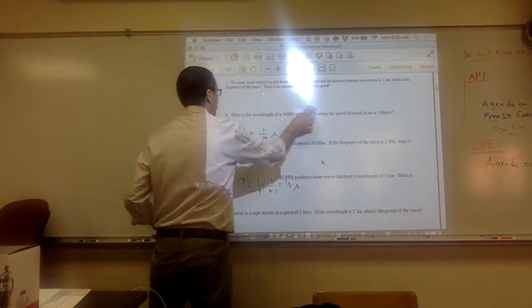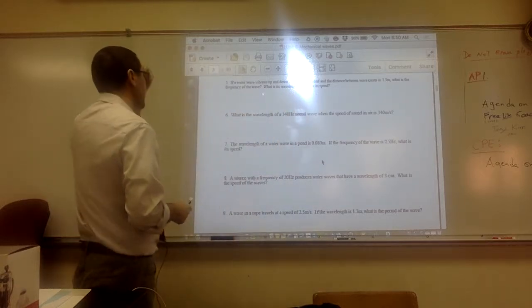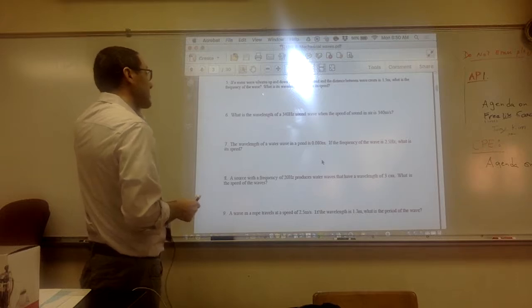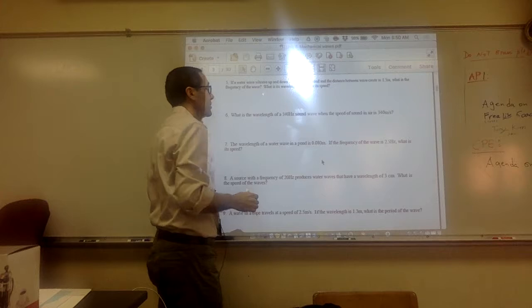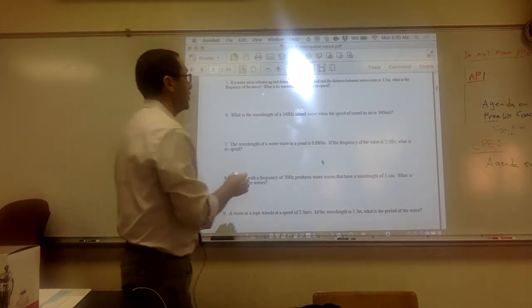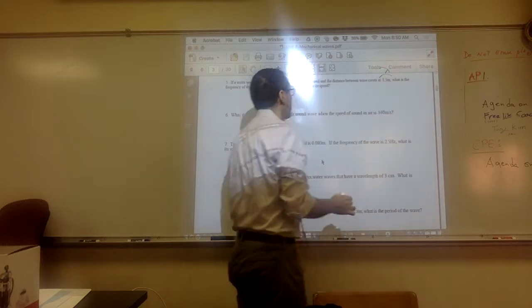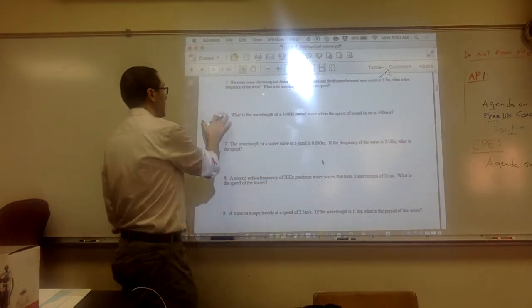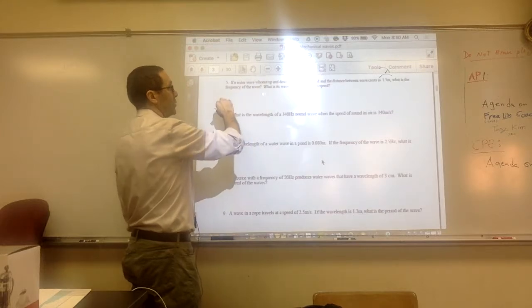Okay, for number 5. If a water wave vibrates up and down 2 times each second, so that's your frequency basically, so it does 2 cycles per second, and the distance between wave crests is 1.5 meters, so that's your wavelength. What is the frequency of the wave? So that's 2 hertz. And what is the wavelength? We already said that it's 1.5 meters.